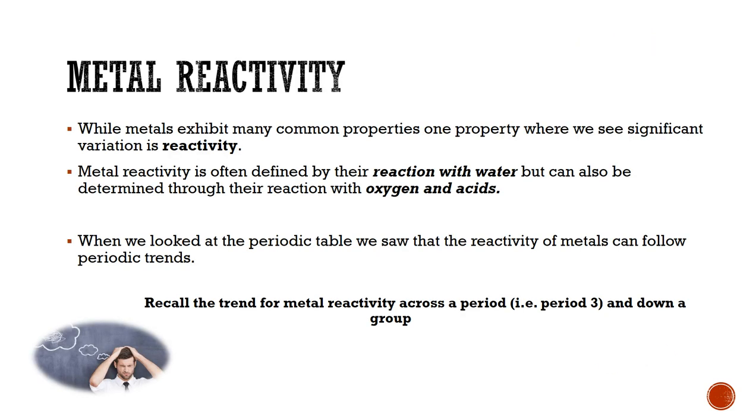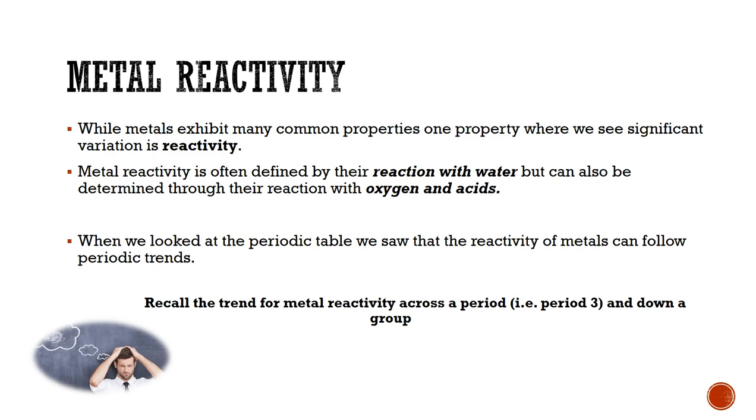So metals exhibit a lot of common properties. We know that they're ductile, they're solids at room temperature, they're malleable, and all the things that we talked about when we looked at metallic bonding and the metallic bonding model, where we have that electrostatic attraction between cations and the delocalized sea of electrons. One of the things that we talked about that isn't explained very well by that model is reactivity, and we see a huge variation in reactivity in metals.